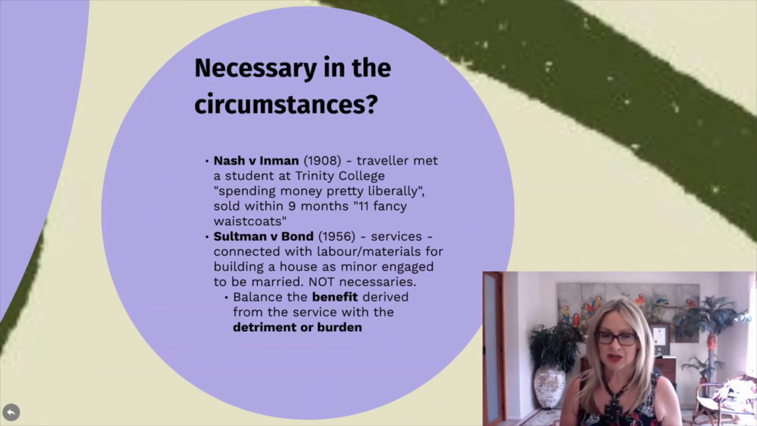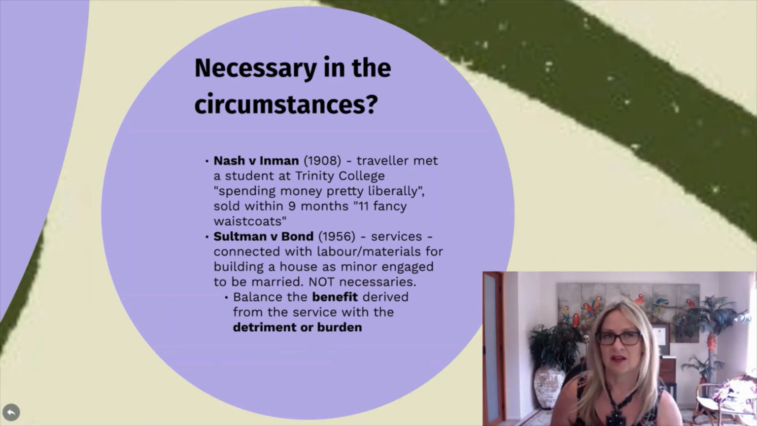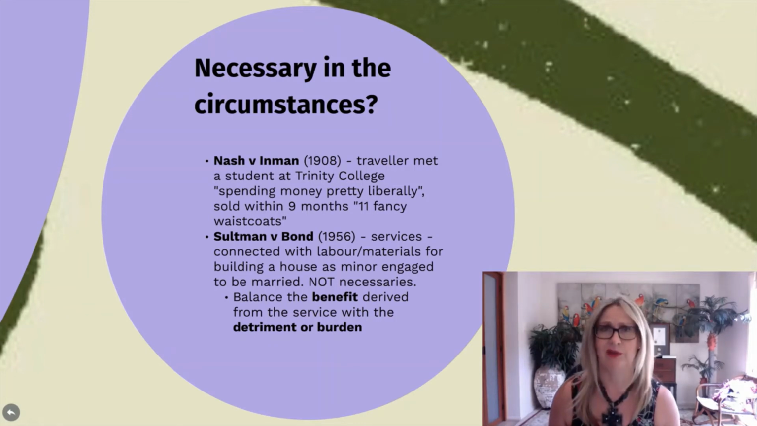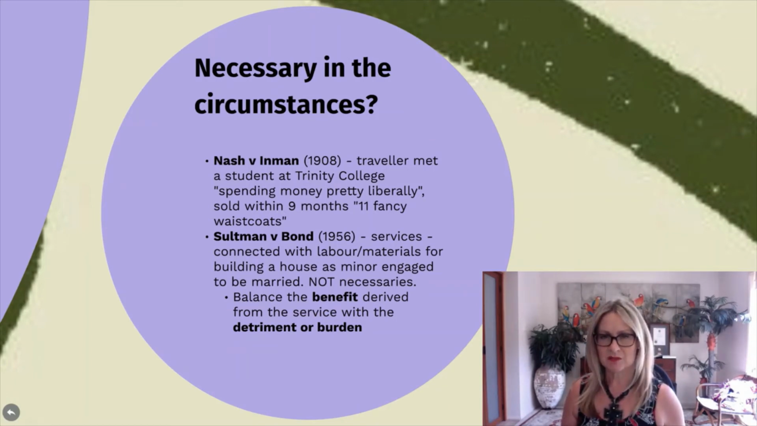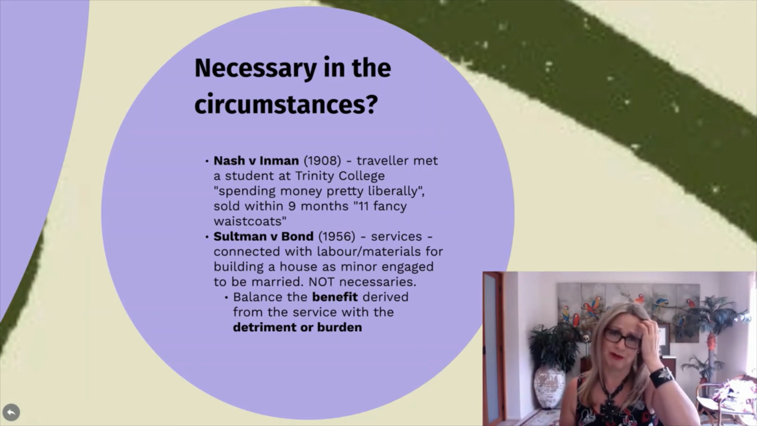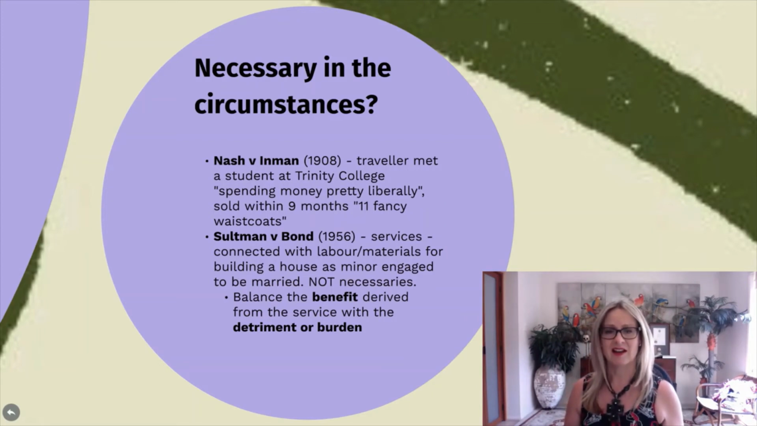So in Saltman and Bond, a young minor had gotten themselves engaged to be married and wanted to construct a house, the proverbial white picket fence, so that they could have kids and raise their children in the house. The question was whether the contract for materials and labour was enforceable against the minor. And in that case, no, the benefits did not outweigh the burdens. And the burdens, as you will know, if you've ever built a house, are fairly significant. Extreme cost and time involved in those kinds of contracts.